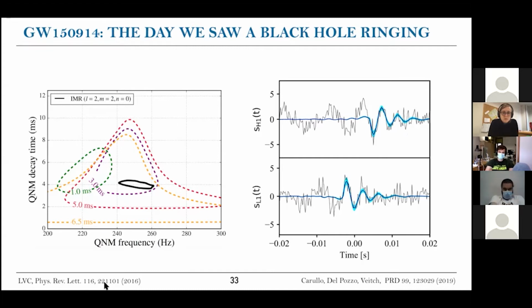And on the left, you can see the probability distribution on the frequency and the decay time. So you are seeing actually the 90% credible intervals. So the frequency and the damping time are constrained to be within these regions. The black is the prediction from GR, and the dotted lines are the analysis done at different times. And you see that when you enter this linear Ringdown regime where your description is valid, you get a measurement which is consistent with the prediction of general relativity.